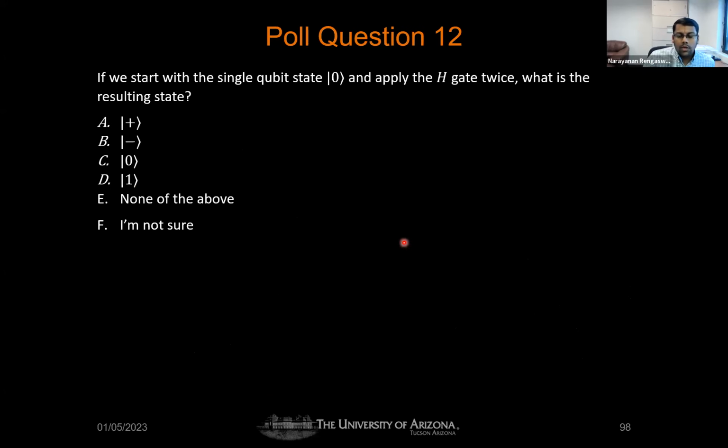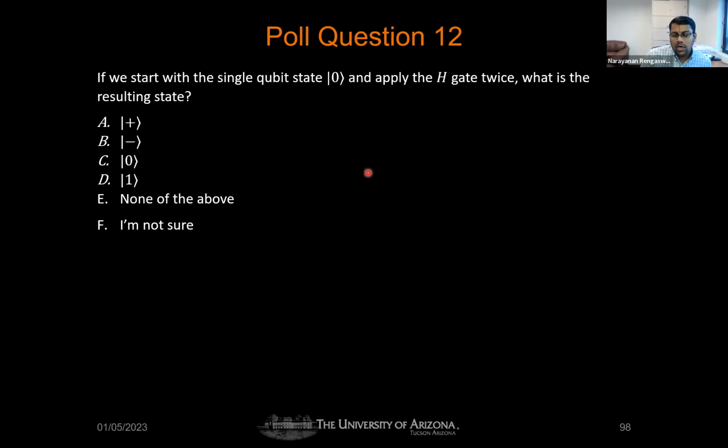So here's the first poll question. If you start with the single qubit state 0 and you apply the Hadamard gate twice, what is the resulting state? So we can close the poll now. Hope everyone got the answer.